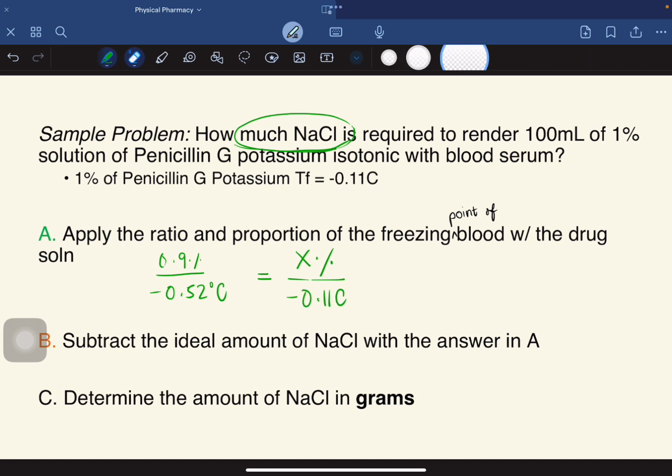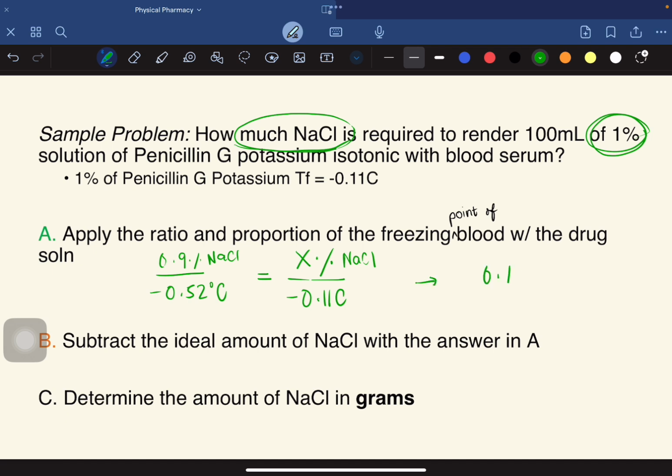So remember, the percent here is sodium chloride. Hindi 1% of your PenG kasi yung hinahanap is how much sodium chloride is required. So dapat proportionate, diba? So for this, the answer is 0.19%. Now we will do step B.